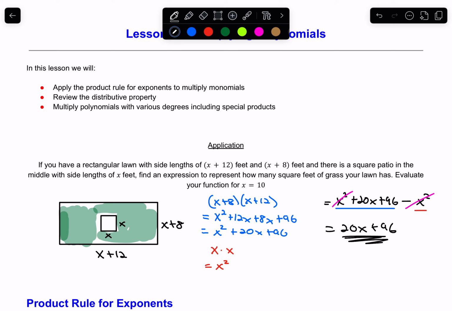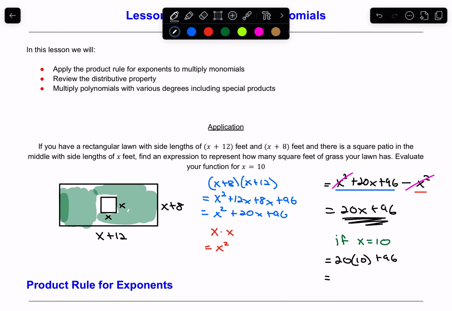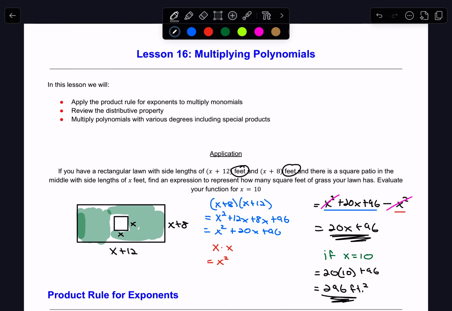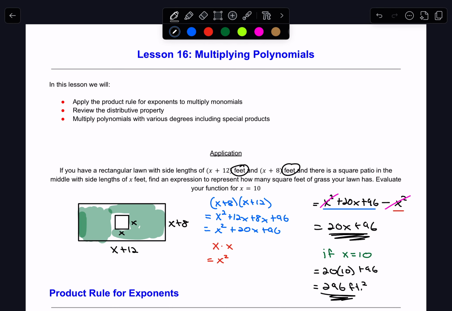But then it says to evaluate this expression for x equals 10. So now we're just going to go ahead and say if x equals 10, then this expression is now equal to 20 times 10 plus 96. 20 times 10 is 200, plus 96 is 296. And because our measurements were in feet, we're going to say this is 296 square feet of grass. So the amount of grass we have is 296 square feet. Nice, easy application of multiplying polynomials there. Hope you enjoyed lesson 16, and see you next time.